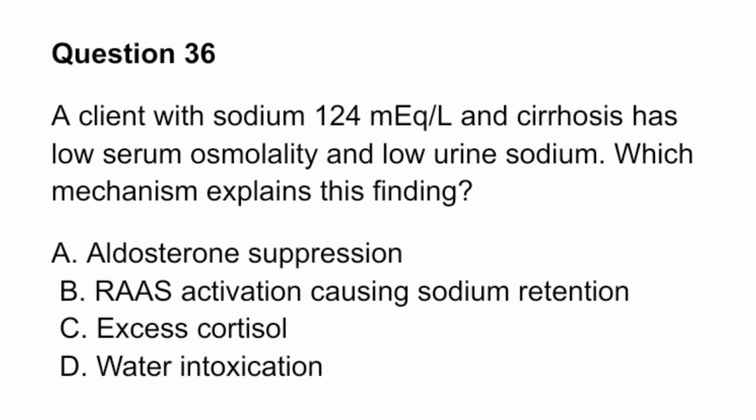Question 36. A client with sodium 124 milliequivalents per liter and cirrhosis has low serum osmolality and low urine sodium. Which mechanism explains this finding? A. Aldosterone suppression. B. RAAS activation causing sodium retention. C. Excess cortisol. D. Water intoxication.